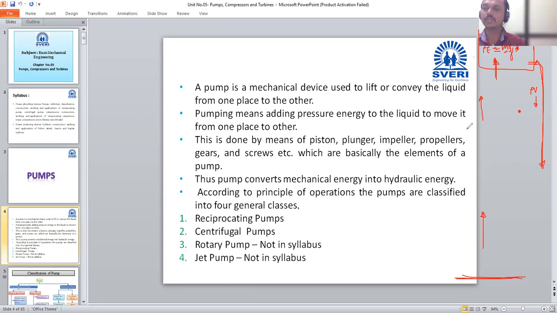But to lift the water from a lower level to a higher level, whereas it flows from a higher level to a lower level, there is no requirement of any device because water already has some energy. But here, to lift the water from a lower level to a higher level, which is opposite to the gravitational force, we need to add some energy.